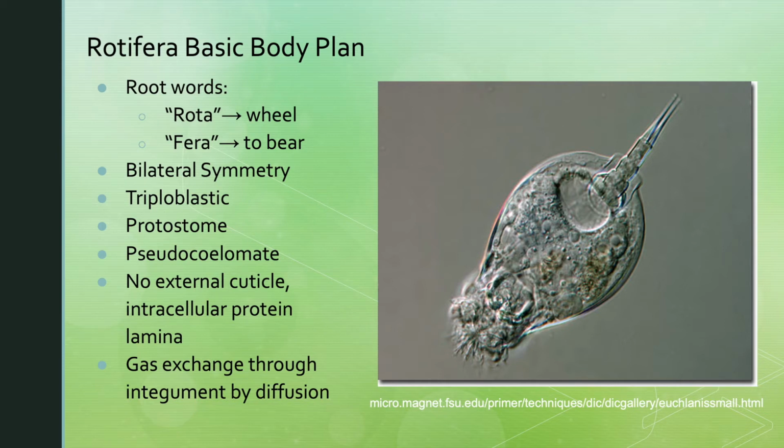And with this, we can guess that gas exchange probably occurs through diffusion because we don't have any organs that are specifically for gas exchange in these organisms. And they are pretty small, and seeing as they have no cuticle or any other layers of tissue, they can probably do gas exchange just through diffusion through the integument.